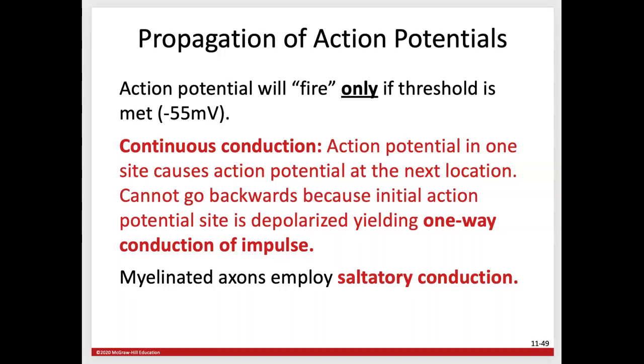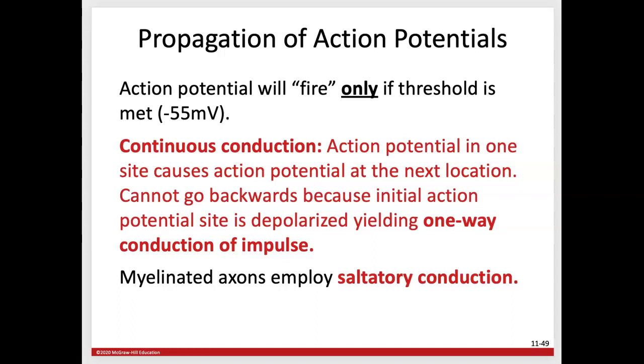There's a couple of different ways that the action potential will propagate along the axon of the neuron. The first one we'll talk about is continuous conduction. Basically, it's when an action potential in one site causes an action potential at the next location, and it just goes along the surface of the axon. It cannot go backwards because the initial action potential site is depolarized, and that yields a one-way conduction of the impulse.